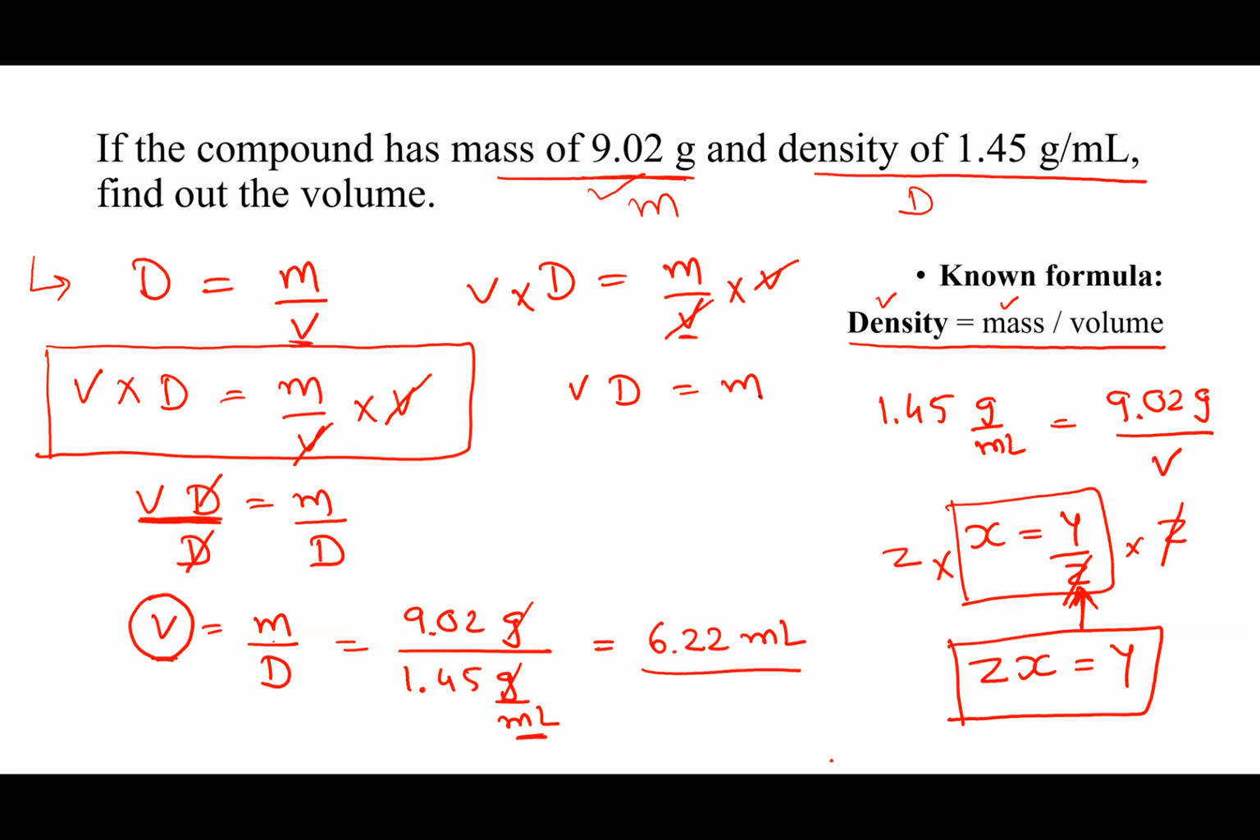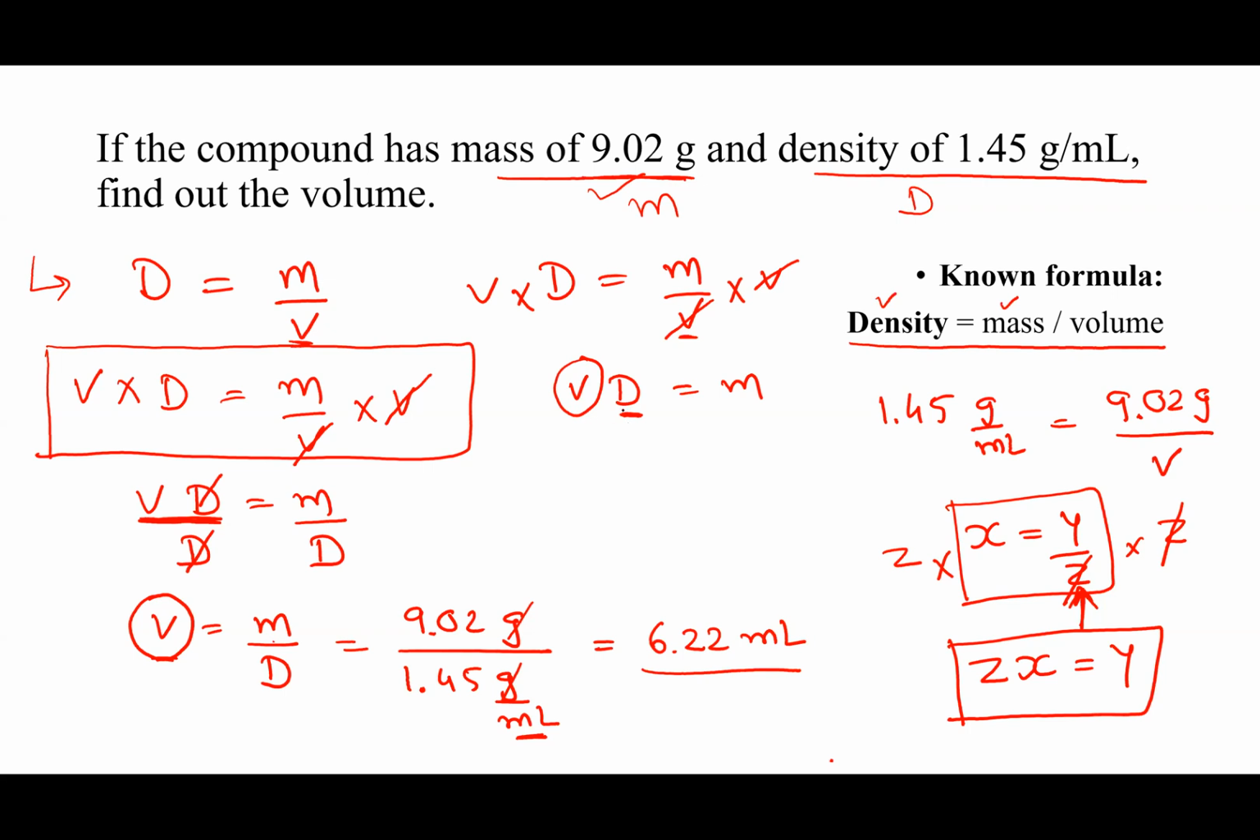However, by using this formula, can we answer this question? Probably not. Why? Because we need to find out the answer for V. If we need to find out the answer for V, it means we have to have V on one side of the equation and all the other quantities must be on the other side. What other quantity do we have on the side of the V? We have D on this side, which we don't want.